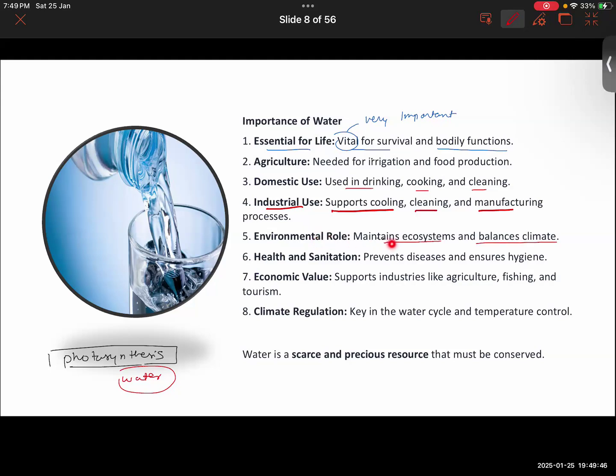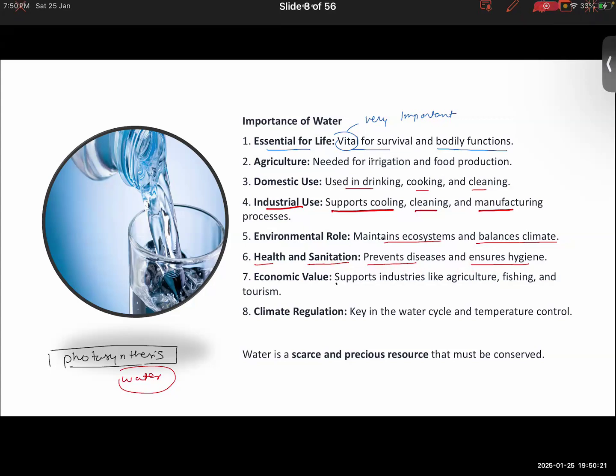Without the presence of water, the ecosystem will be disturbed. Then to maintain our health it is important, and for sanitation also it is important. It prevents diseases and ensures hygiene. Just think about it, without water we cannot keep ourselves clean. Do we have any other alternative? Can we take a bath with anything other than water? Of course not. So it is important in this manner also.